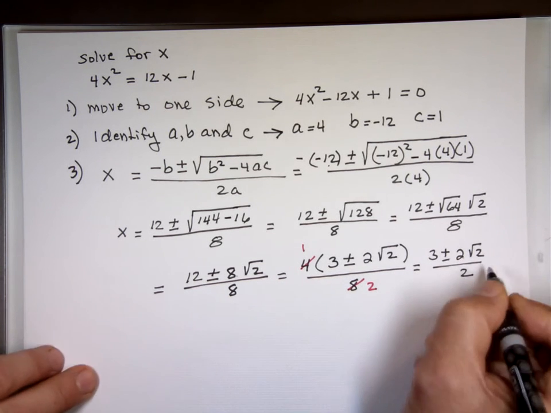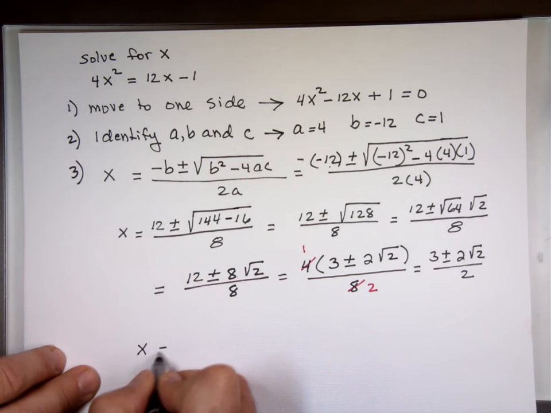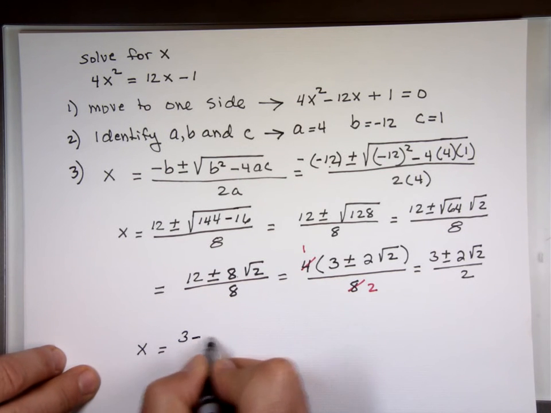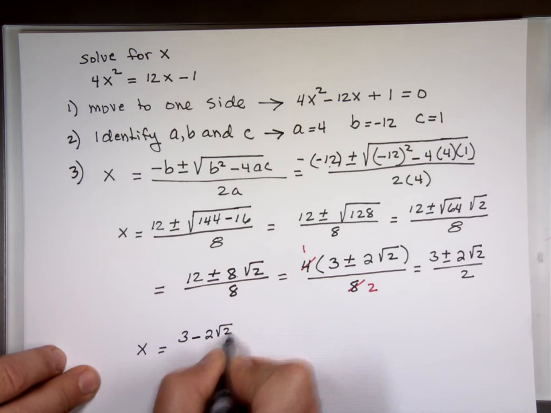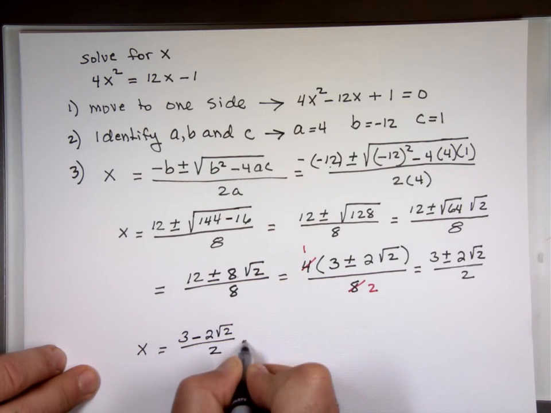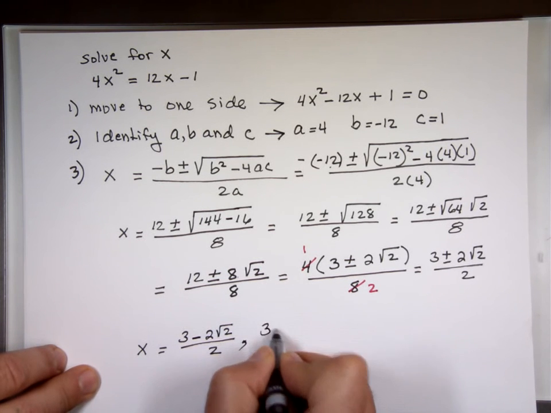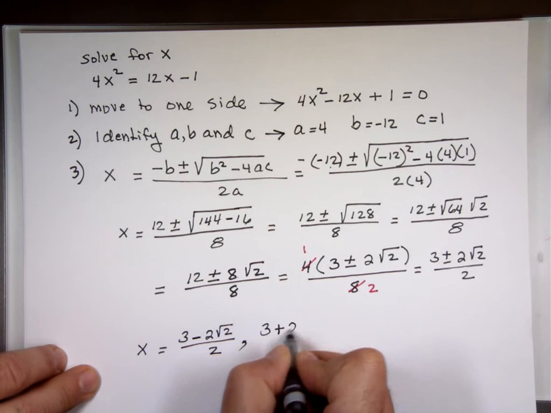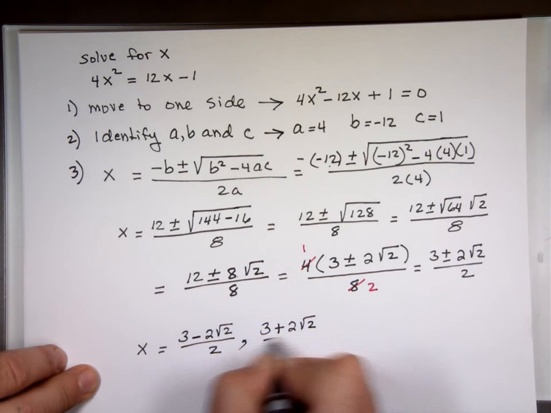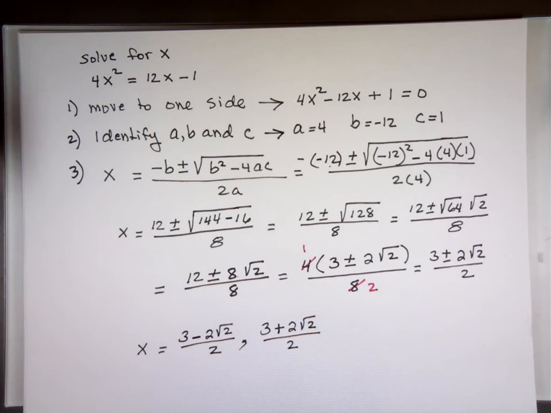So one solution is going to be 3 minus 2 the square root of 2 over 2, comma. The other one, 3 plus 2 the square root of 2 over 2. And these are the two answers for that problem.